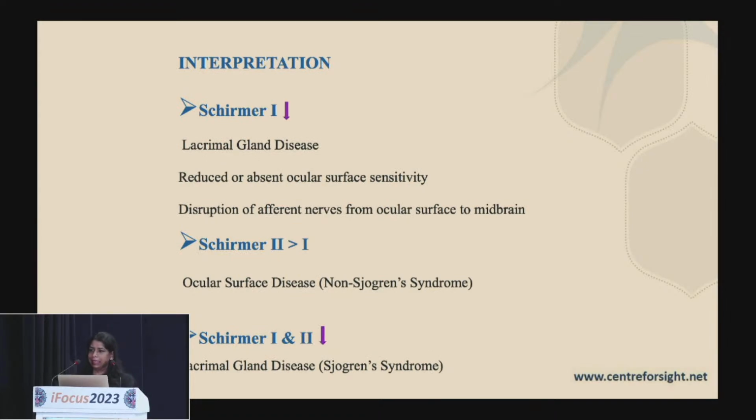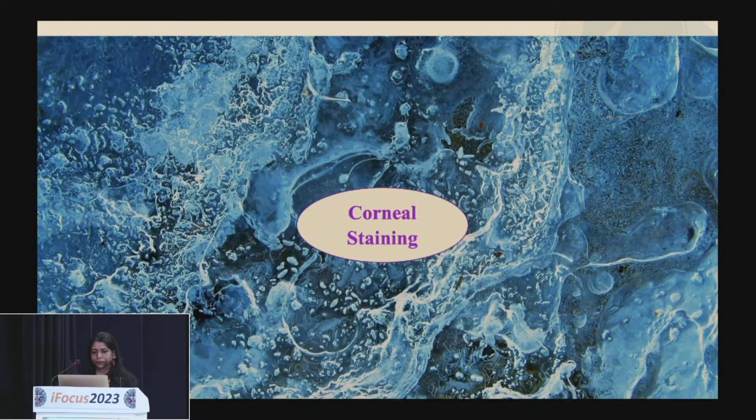If the Schirmer 1 is decreased, the possibilities are lacrimal gland disease, reduced or absent ocular surface sensitivity, and disruption of the afferent nerve from the ocular surface to the midbrain. Schirmer 2, if it is more than 1, then it is ocular surface disease, non-Sjogren syndrome. And if Schirmer 1 and 2 both decrease, then we have more diagnoses like lacrimal gland disease or Sjogren syndrome can be the option.